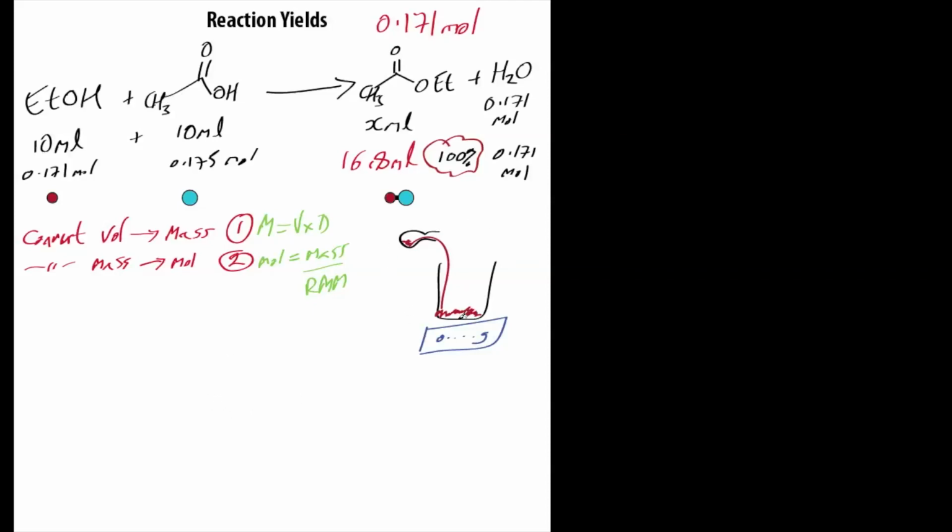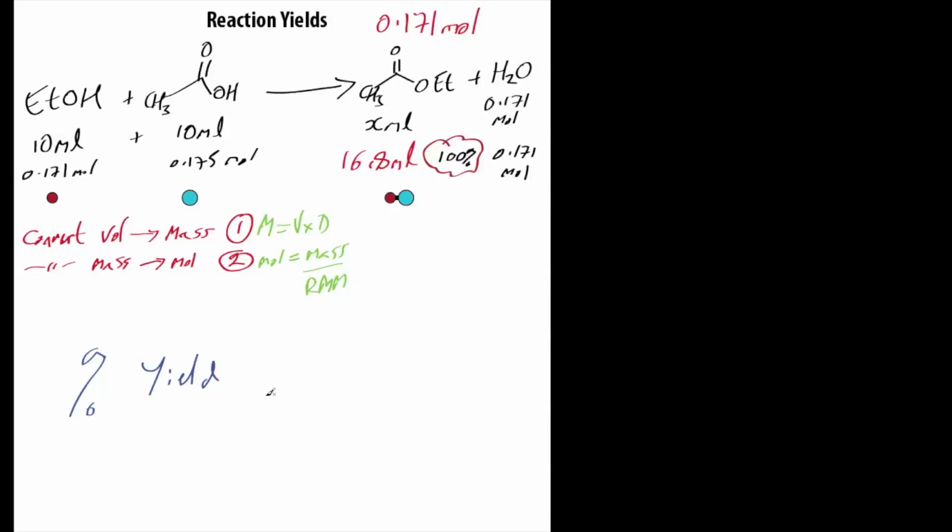So why have I brought that up? Well, because we need to work out what our yield is. We've got 100% yield, we know what we should get, but that isn't always the case. So if I just get rid of this for a second, imagine we got 10 mils. What would our percentage yield be? That's what we're trying to work out: our percentage yield.